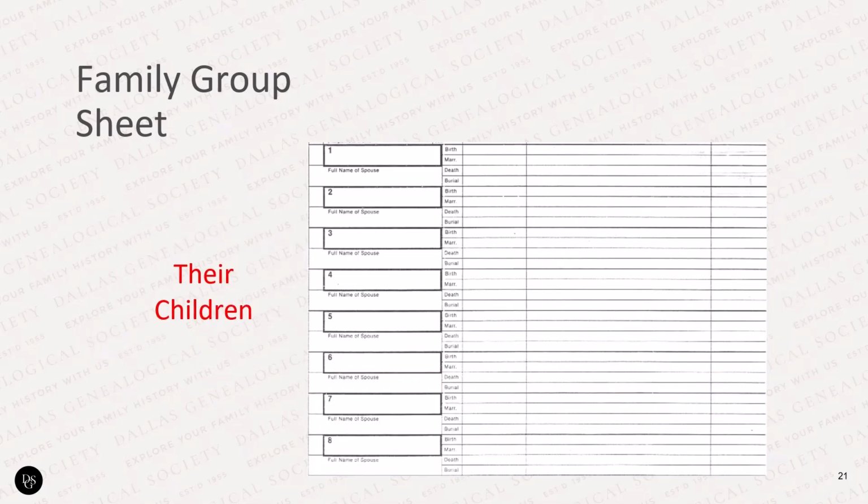As you step further down the form, there's a place where you record information about their children. Again, it's kind of hard to see, but there's information about the birth, the date of the marriage, and their death if appropriate. And you can write in the name of the spouse. So with this form, you have a complete view of an entire family: parents, grandparents, and children.